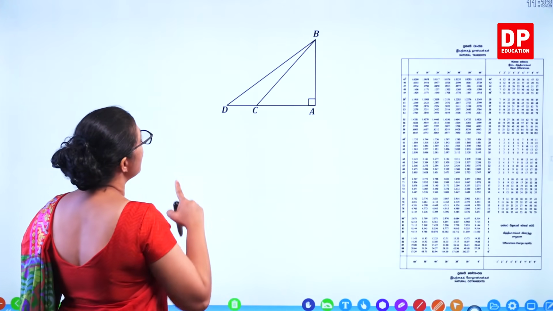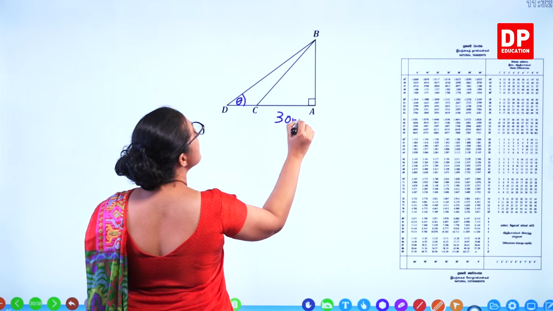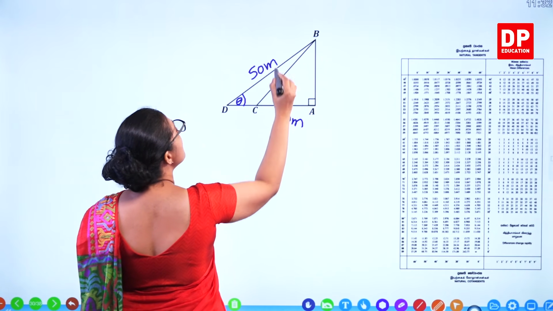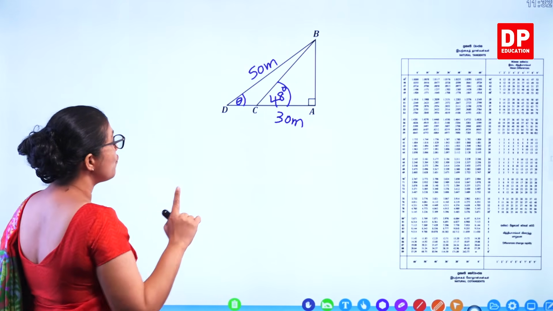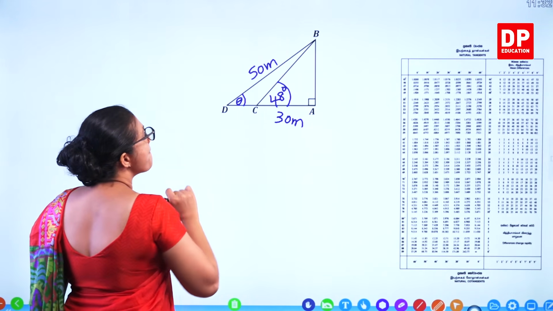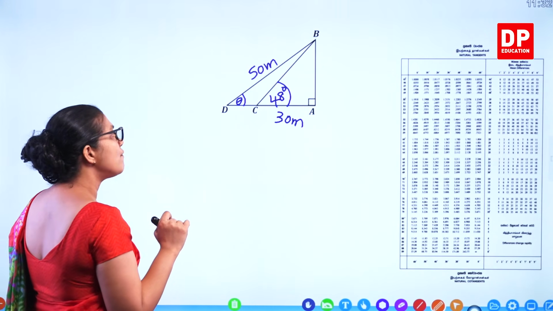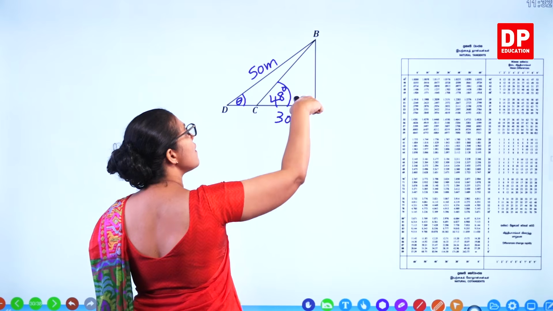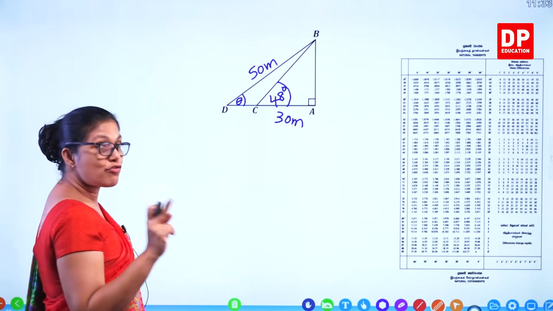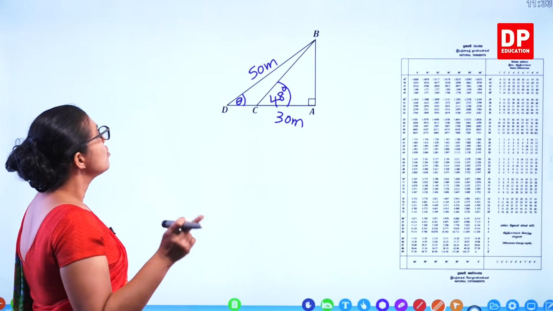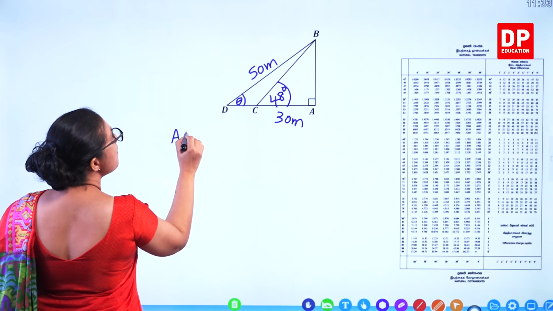So now we can find out the angle. What we know is this is 30, this is 50, and this is 48. Now we need to find out this angle. How can we find out that angle? If we can find out one length AB first from this triangle, and then use the trigonometric ratio again to find out the angle. So first we'll take triangle ABC.